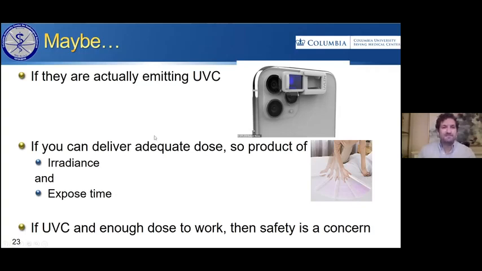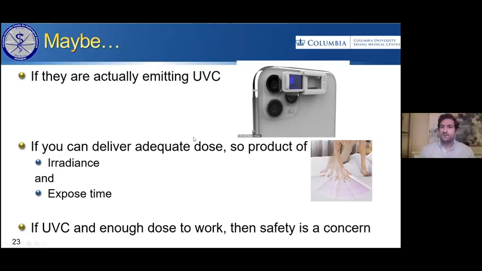So if you are emitting UVC, then you need to make sure that you deliver an adequate dose. If you recall, dose is the product of irradiance and exposure time. These wands are often advertised as something you can just sweep back and forth across an area. But if you're sweeping it back and forth, you're only covering one area for a very short amount of time. So unless you have a very intense source, a very high irradiance, you're not going to deliver enough dose to be effective. A wand like that might be effective if you hold it in place for a long enough amount of time. Unless you have the proper tools to really know how long you have to leave it in one place, it's questionable how well a product like that can work.